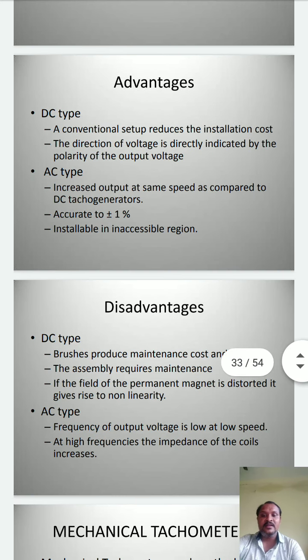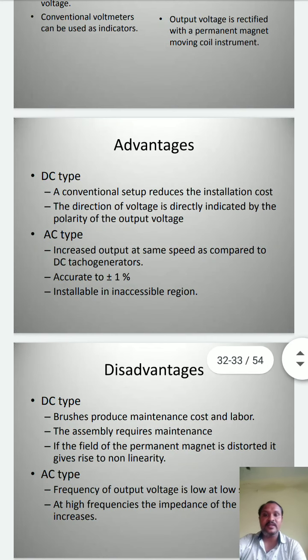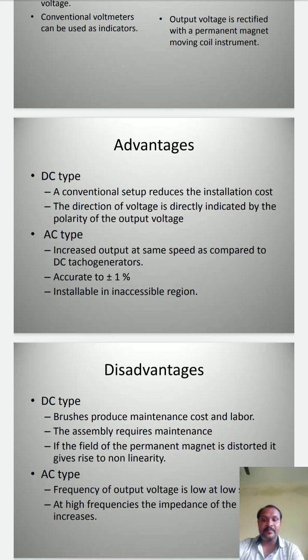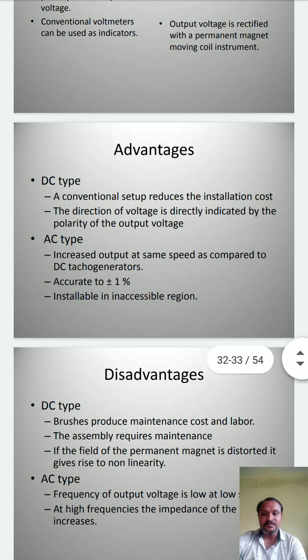Next is the disadvantages of the tacho generators. One is, in the DC type, the brushes produce maintenance and labor costs. Whatever brushes are present in the DC type of tacho generators will give you a maintenance problem. So we have to bear the maintenance cost, and the labor cost of those working on it also.